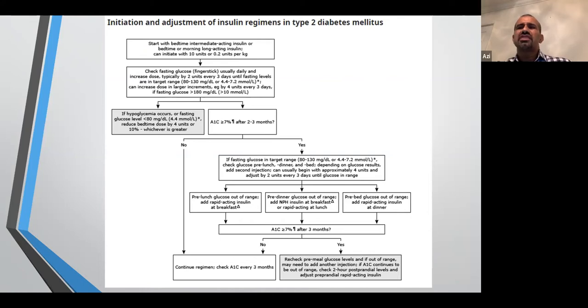How do we initiate insulin? This is a rough estimate. We usually start with 0.2 units per kg. We start with the basal insulin first, monitor the patient, and keep a log. Then, if still failing after 2 to 3 months, we add pre-meal insulin and monitor the A1C level every 2 to 3 months. Next slide, please.